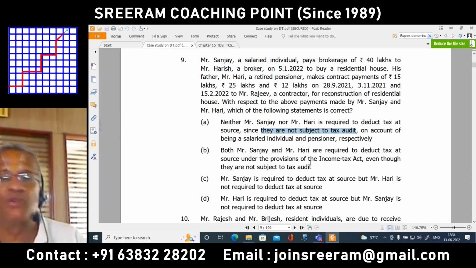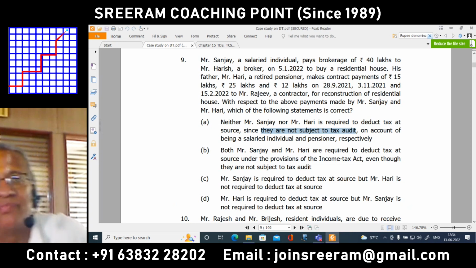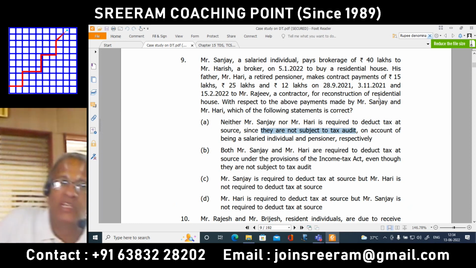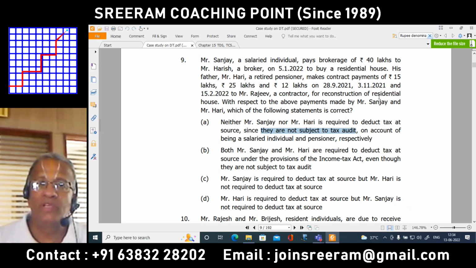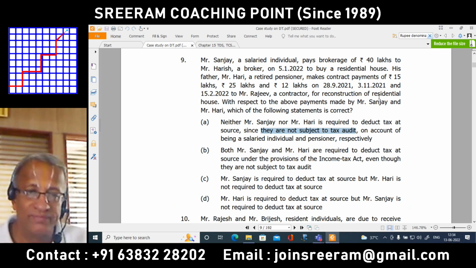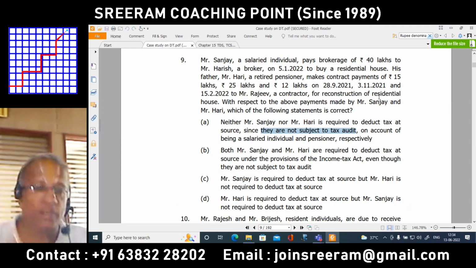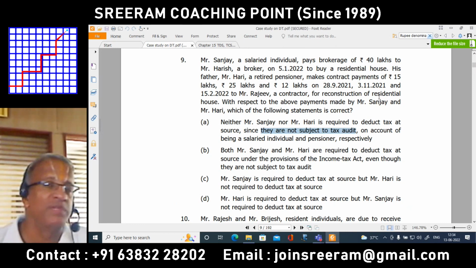Even this statement is not correct, because to deduct tax, firstly, it should be an income in the hands of the recipient. Then number two, the payment should have exceeded the threshold points. So these are the two facts that you have got to look at. So what is that particular section in which we have got to handle this particular case? Item number C, Mr. Sanjay is required to deduct tax at source, but Hari is not required. Even this statement may not be correct, where we have got to go through the provision, look at the threshold points, and come to a conclusion.